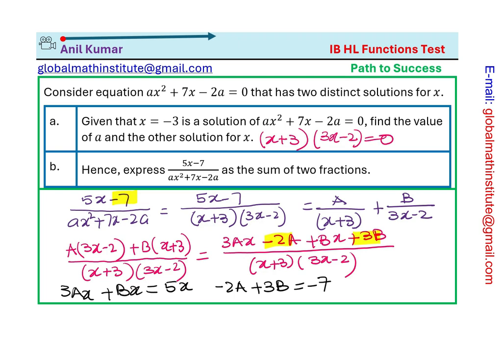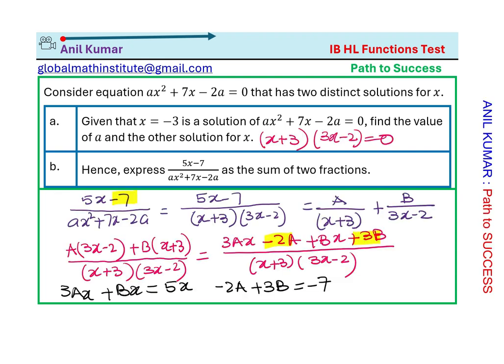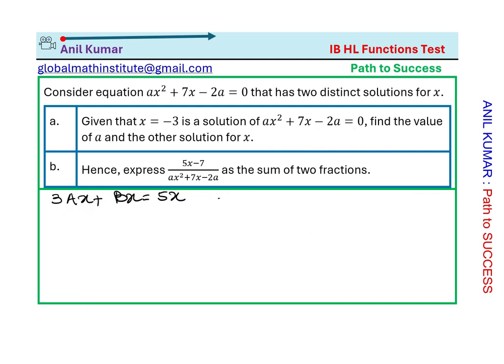So let's solve them. So we have 3ax plus bx equals to 5x. Let's write down 3ax plus bx equals to 5x. That's the first equation. And what is the second one? Minus 2a plus 3b equals to minus 7. So these are the two equations.